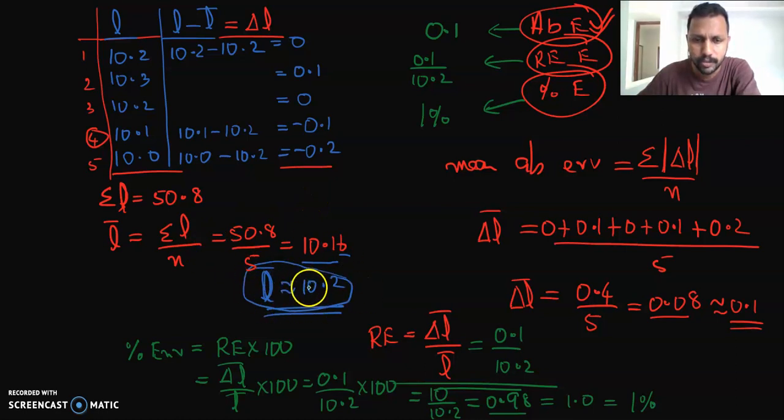What's the mean value of this measurement? The mean value of this particular measurement is 10.2. Therefore, I could write 10.2 plus or minus 0.1. This is one way of expressing the measured value.